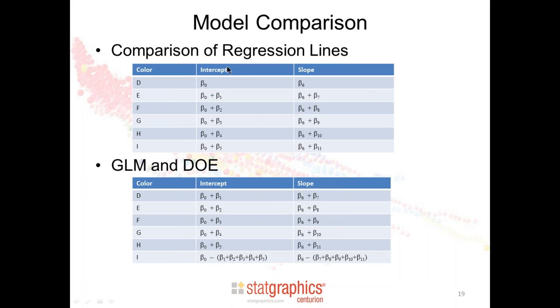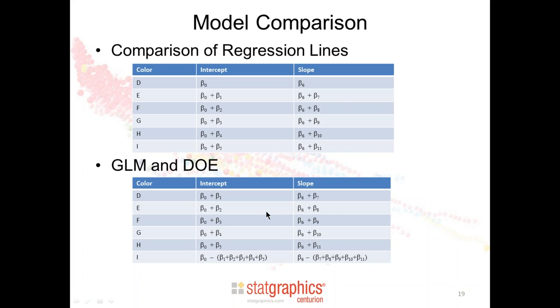You'll remember from a screen I showed you a few moments ago that with the comparison of regression lines coding, the intercept for D was beta naught, for E was beta naught plus beta 1, for F beta naught plus beta 2, and so forth. So basically, beta 0 corresponded to color D, and the other betas showed how different the intercepts of those colors were from the intercept of D. Likewise, with the slope, you had beta 6 for color D and other betas to allow the slopes of the other colors to be different than D.